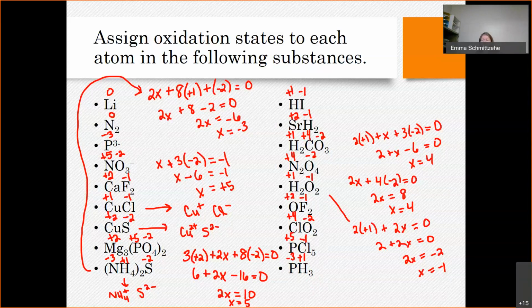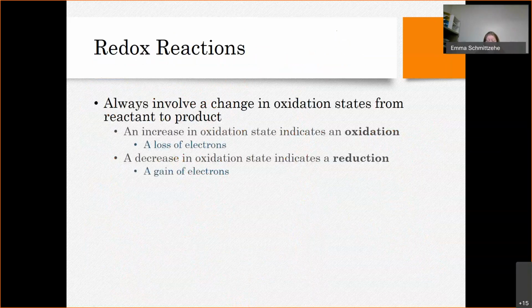Hopefully that helps. Like I said, there's more examples on the slides that you can go and look at. But you've got to be able to use those rules and assign oxidation states. But remember, you can just use the rules. You don't have to memorize them. You can keep that list, so when you're asked for oxidation states, you can utilize that, okay? But you have to be able to utilize it to assign oxidation states. Now, let's get back to redox reactions.